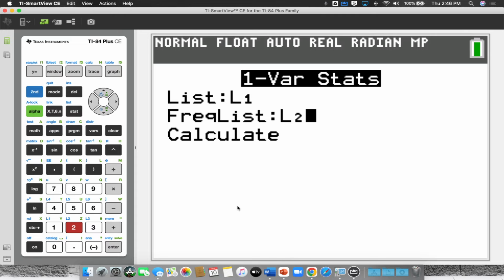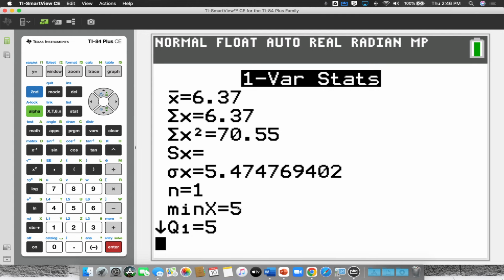Okay, so now you're going to hit enter, calculate. There you go. Top one, 6.37, the average. If you go a little bit further, standard deviation, 5.475. We rounded a little differently, 5.48, but it's pretty close.